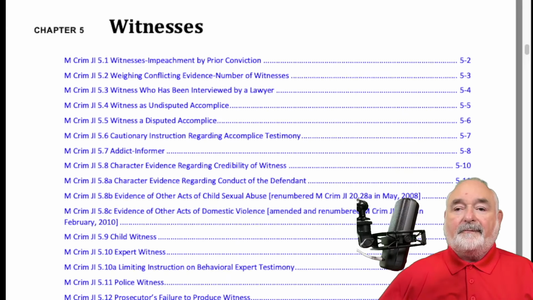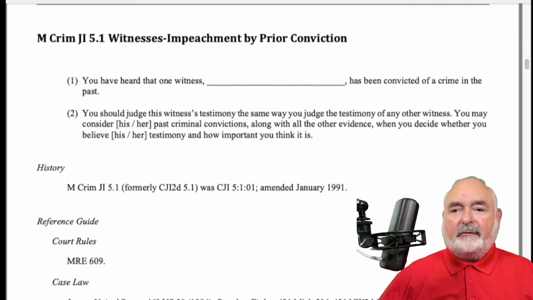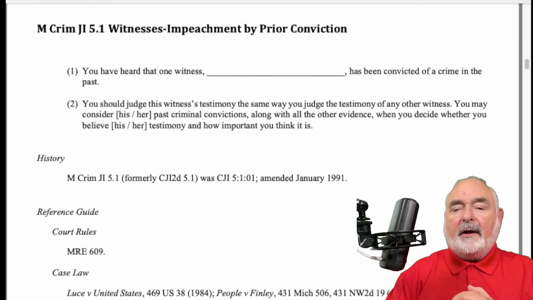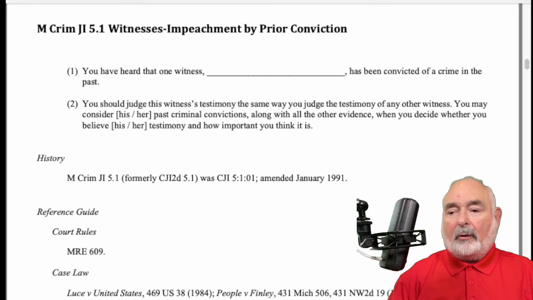Now we get into witnesses, and there are only a few of these that I want to go over, but many of these are really important. So, impeachment by prior conviction. You may have heard that one witness, Mr. Smith, has been convicted of a crime in the past. You should judge this witness's testimony the same way that you judge the testimony of any other witness. You may consider his past criminal convictions along with all the other evidence when you decide whether to believe his testimony and how important you think it is. So, if somebody does have a prior conviction, then you can judge it for whatever worth it may have.